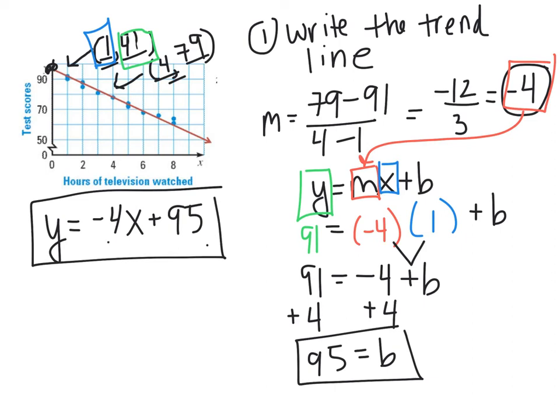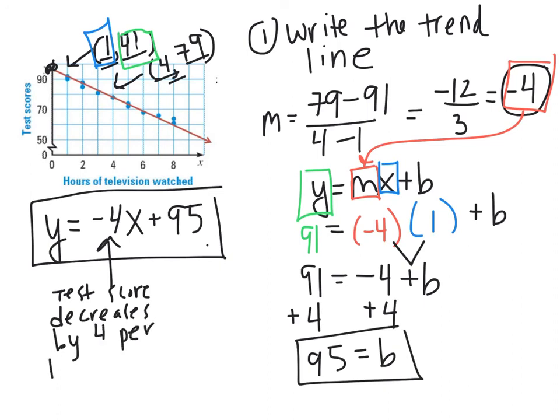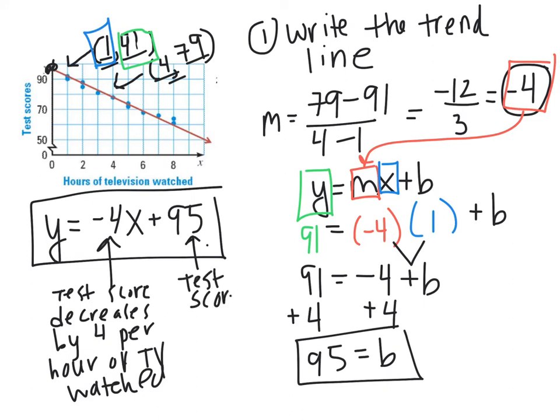So what that tells me, the negative 4 means that my test score decreases by 4 per hour of TV watched. So each hour of TV that I watch, my score is going to go down 4 points on average. And then 95 is my test score, my initial test score, if I don't watch TV. So if no TV is watched.